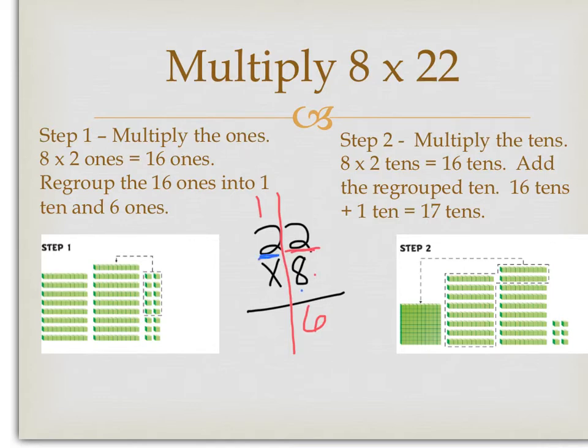8 times 2 tens is 16 tens. I add in my regrouped 10, giving me 17 tens. I fill that into my tens column, which does spill over to the hundreds place in this case, and gives me an answer of 176.